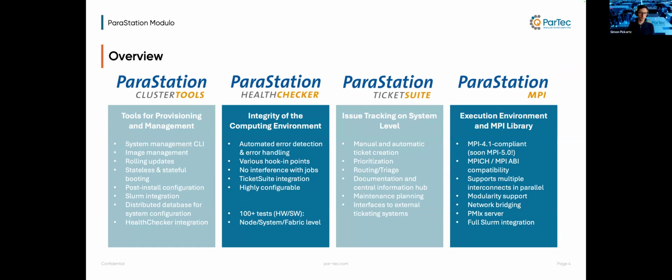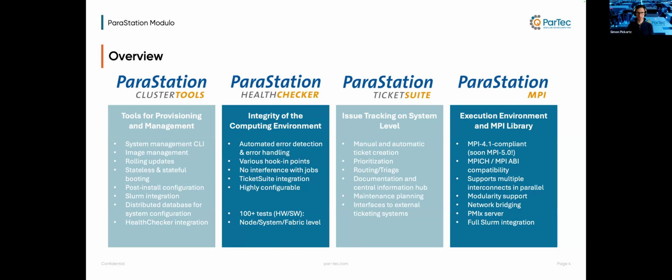Here's an overview of ParaStation Modulo and its main components. You can roughly divide it in 4 main parts. Going from the left-hand side, we have the ParaStation cluster tools, which are our Swiss Army knives for provisioning and managing large-scale heterogeneous modular systems.